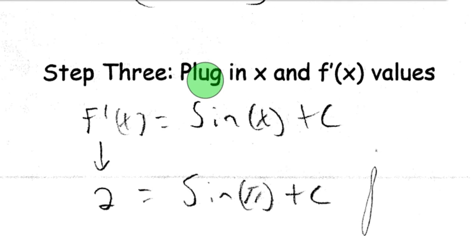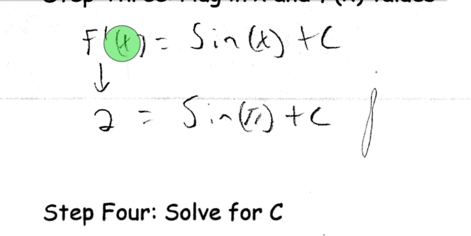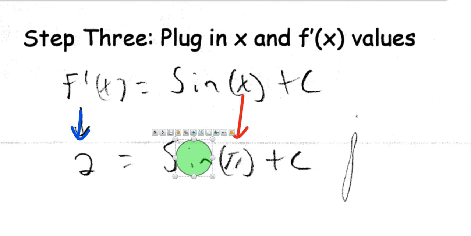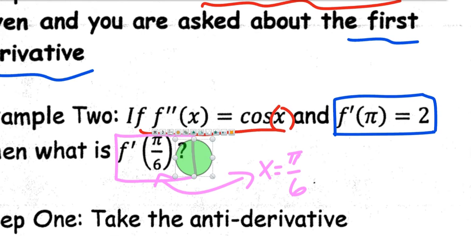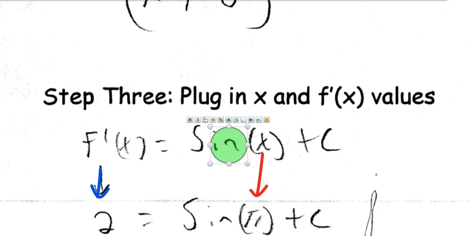So step 3, plug in x and f prime of x values. So we're going to plug in 2 for f prime of x, and we're going to plug in pi for x. So I'll go ahead and just make a note of that right there with some different colors here. Red for x and blue for y, or f prime of x. Now we can just solve for c. And again, the reason we can do that is because they gave it to us in the initial problem. You basically have to have it or you won't be able to solve.